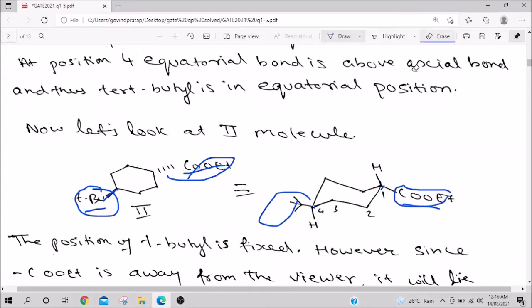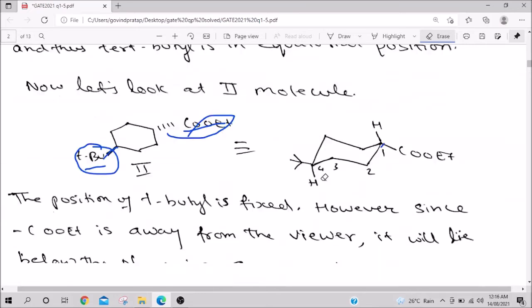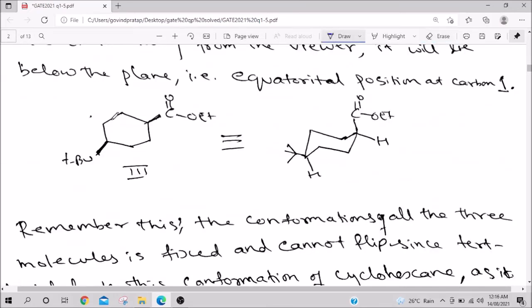Okay. And then finally the third molecule, again like the first problem, both of them are towards the viewer. So, here both of them go above the plane. The only difference is that in the first case it was amide, and in the second case we have ester. So, we have drawn this ester.